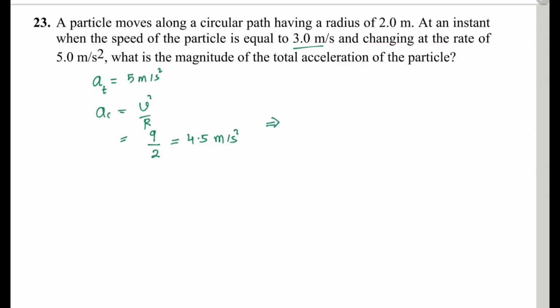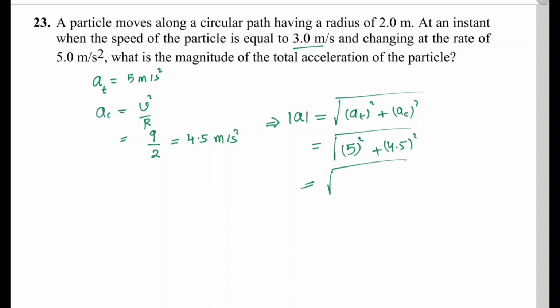So the magnitude for the total acceleration, A in this case, is equal to the square root of a tangent squared plus a central squared, or 5 squared plus 4.5 squared. You do the math for this one, you will find 20.25 plus 25 right here. So A is actually equal to 6.73 meters per second squared, and this is the magnitude of the total acceleration of the particle.